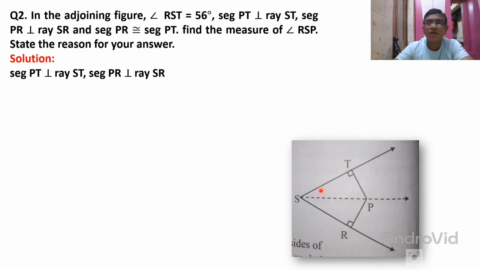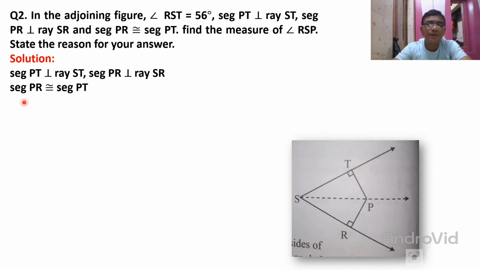How can it be solved? So first, what will be the given? That is right here: segment PT perpendicular to ray ST. Here it is written segment PT perpendicular to ray ST, segment PR perpendicular to ray SR. The reason is given.